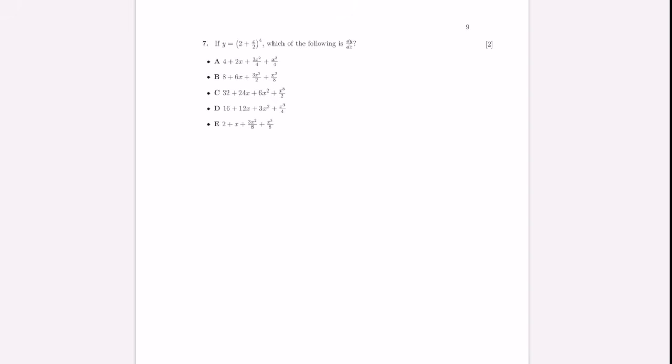If y is equal to 2 plus x over 4, all to the power of 4, which of the following is dy by dx? Now notice that this is something which is very possible but very tedious to actually differentiate, because you're going to have to do a lot of quite tedious algebra. There is a way of solving this much more efficiently.